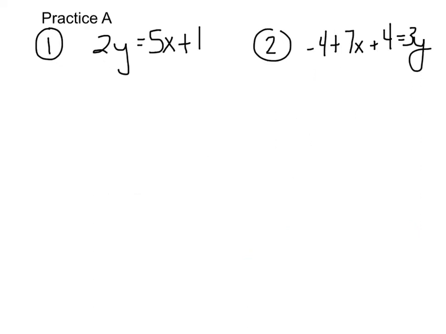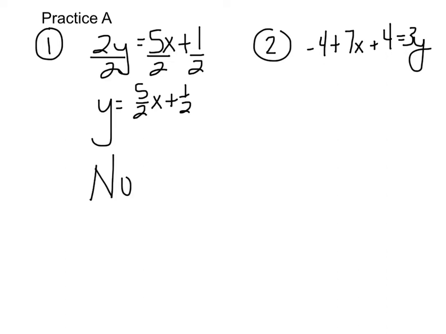We are now going to do the practice problems on page 176 to 177. Step 1, solve it for y. So in number 1, I divide everything by 2. That's going to give me y equals 5/2 x plus 1/2. That is not in the form of direct variation, y equals kx. So this one's nope, not direct variation.